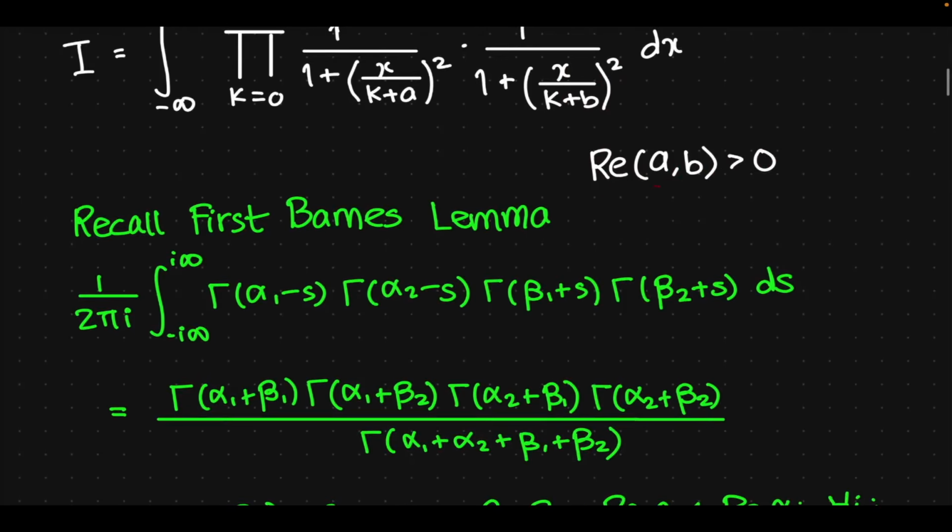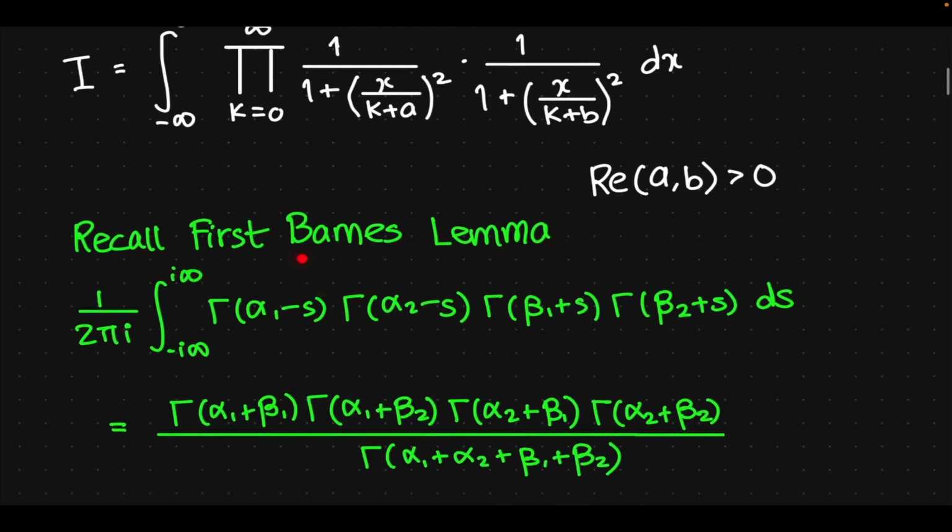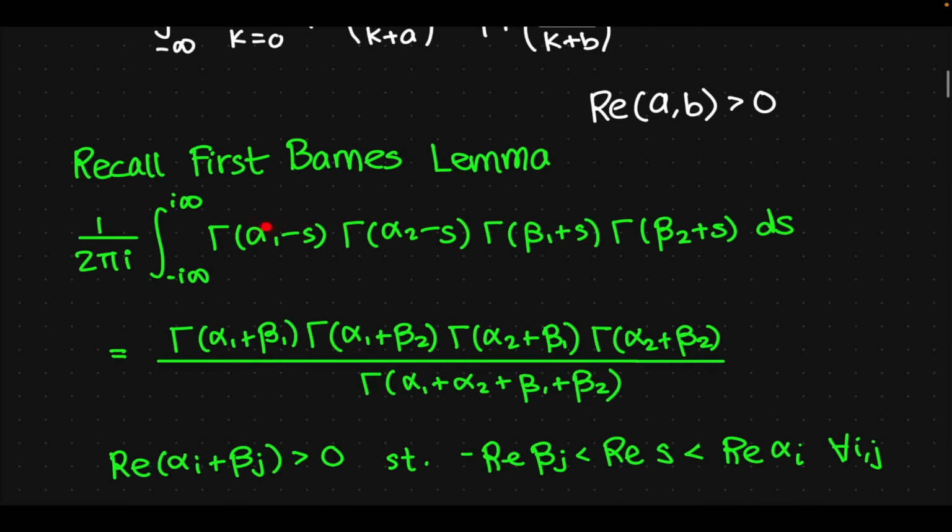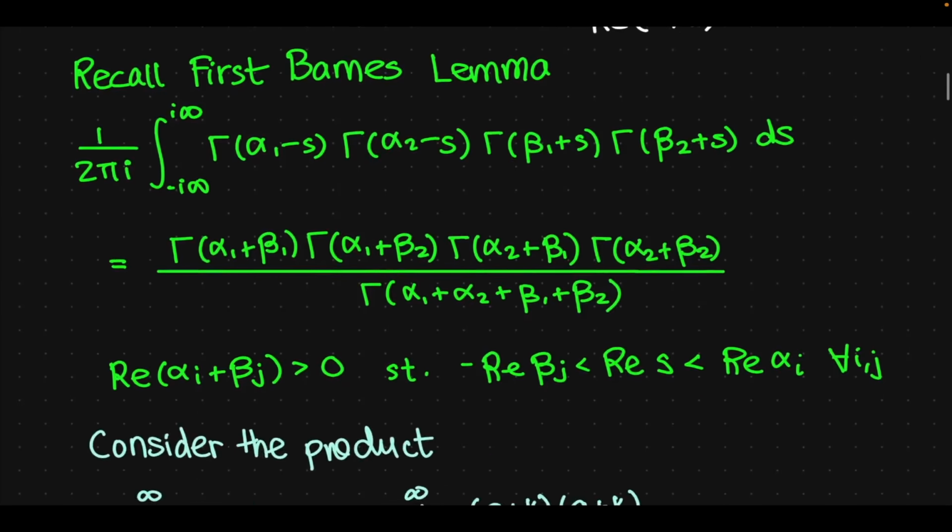Before we do anything, let's recall the first Barnes lemma. So it states that if we have 1 over 2 pi i times the integral from minus i infinity to i infinity of gamma of alpha 1 minus s, gamma of alpha 2 minus s, gamma of beta 1 plus s, gamma of beta 2 plus s ds, that equals gamma of alpha 1 plus beta 1 times gamma of alpha 1 plus beta 2 times gamma of alpha 2 plus beta 1 times gamma of alpha 2 plus beta 2, divided by gamma of alpha 1 plus alpha 2 plus beta 1 plus beta 2.